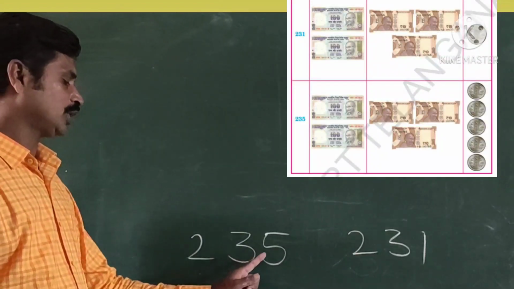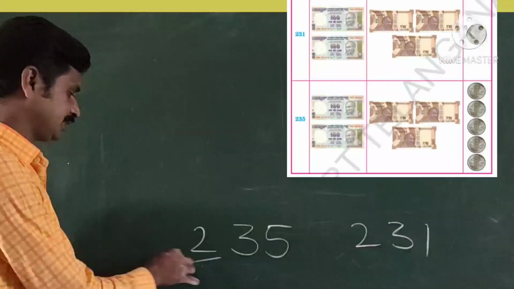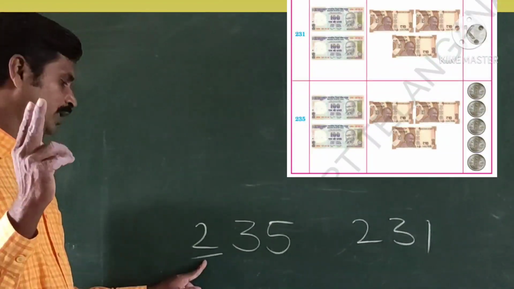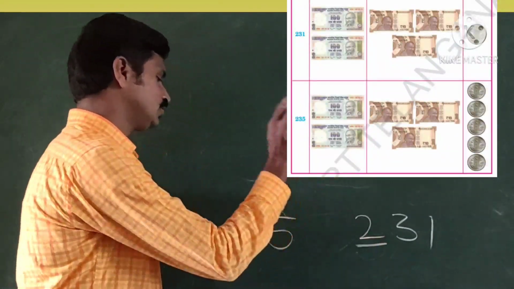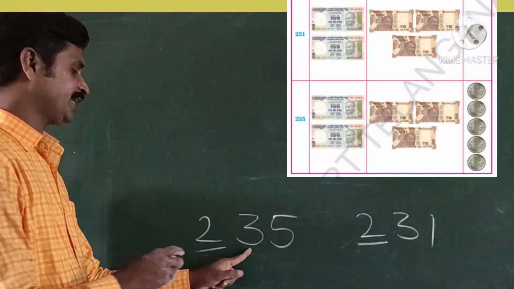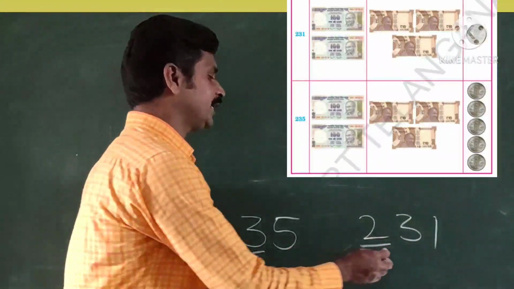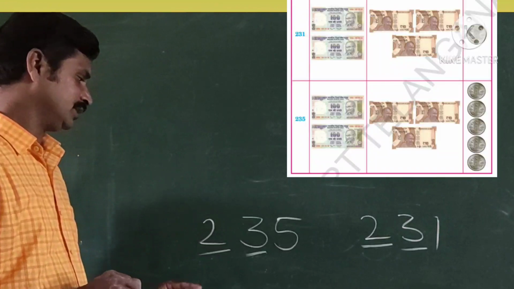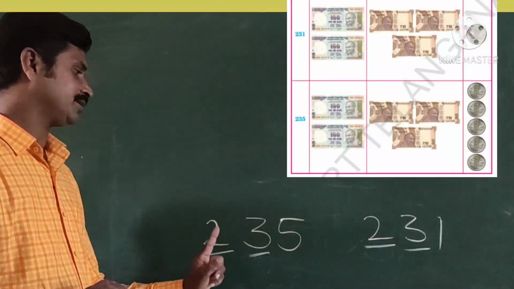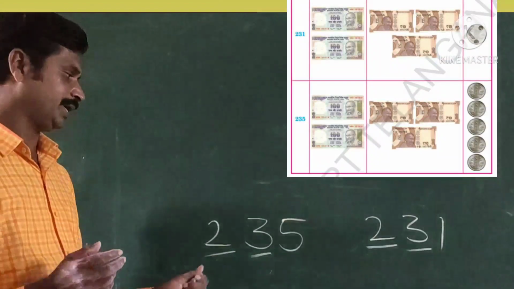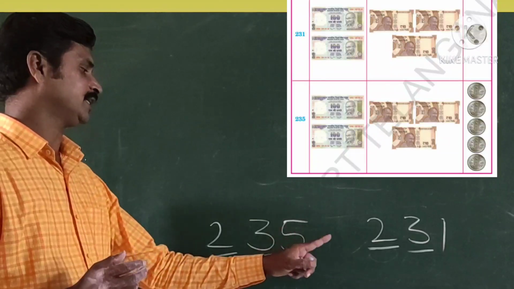You see, 235. How many hundreds are here, children? Yes, only 200s are here. How many hundreds are here? Yes, the same 200s are there. How many tens are here? 3 tens are here. Here and here, both are the same. Hundreds places are same. Tens places are same.